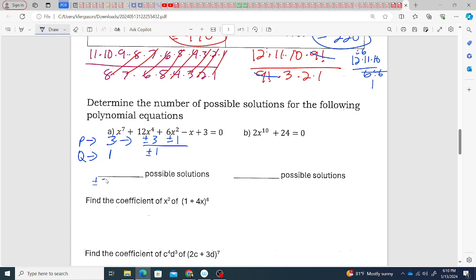I've got plus or minus 3 over plus or minus 1. And I have plus or minus 1 over plus or minus 1. So plus or minus 3 over plus or minus 1. So that's 3. That's 3 over 1 and negative 3 over 1. And then plus or minus 1 over, that's 1 or negative 1. So that's a possible 4. Well, that's 4 possible solutions. I could have 3, negative 3, 1, and negative 1.